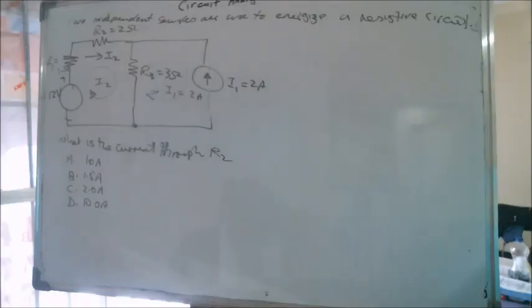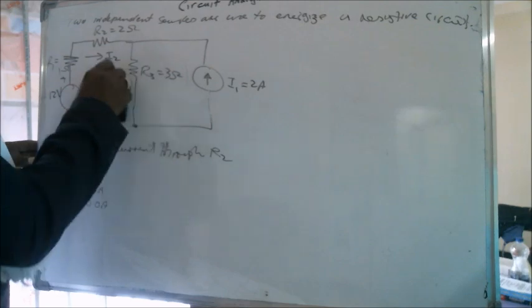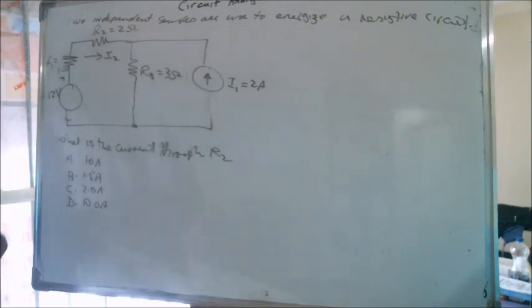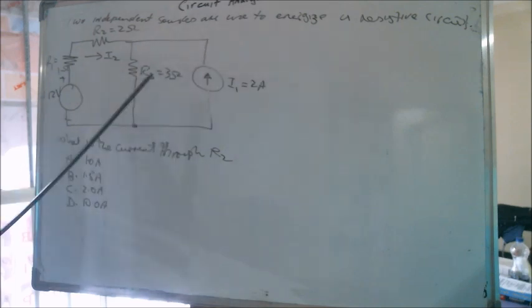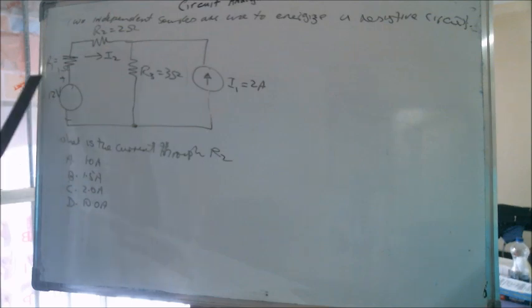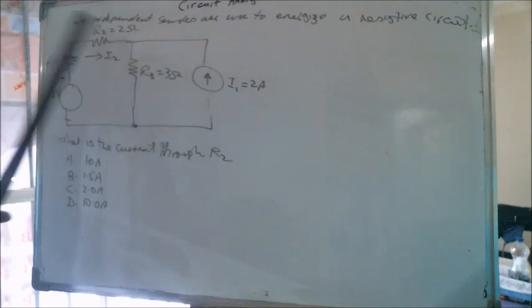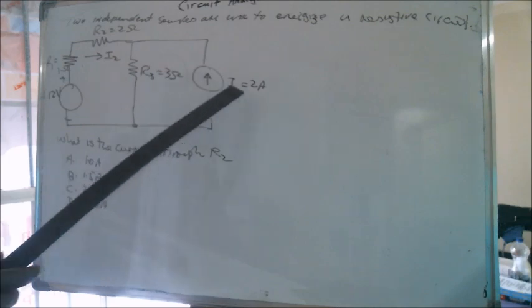Now, the following circuit is an FE style question, and I want you to realize that. Here, in this particular circuit, you have two independent sources used to energize a resistive circuit. It has a 12 volt source, R1 being a 1 ohm resistor, R2 a 2 ohm resistor, and R3 a 3 ohm resistor. It has a current source on this side of the circuit, which is a 2 amp source.